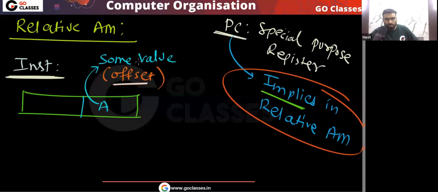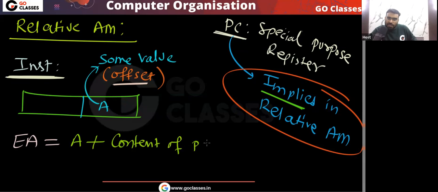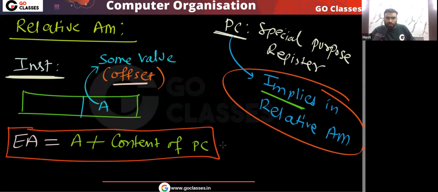This A we will put, and we will call it offset. A is some value. What will be the effective address? Just tell me. That will be this value A plus the content of PC. Is this clear? This value A plus the content of PC will be the effective address.